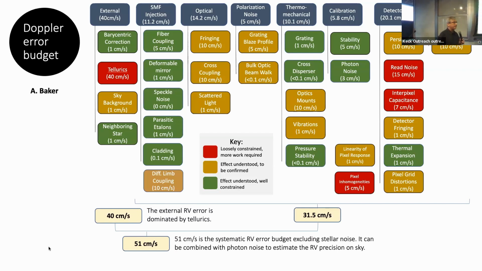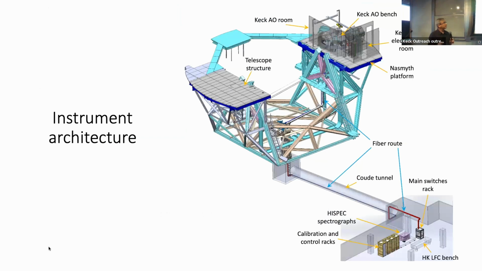Now, all of this together is done in an instrument. We're in the midst of the full-scale development. There are multiple pieces to this instrument. The front end, where we inject light into the fibers, is on the K2 AO system.